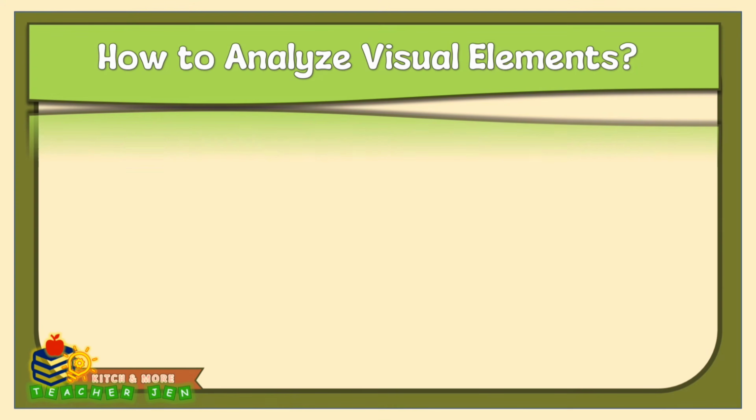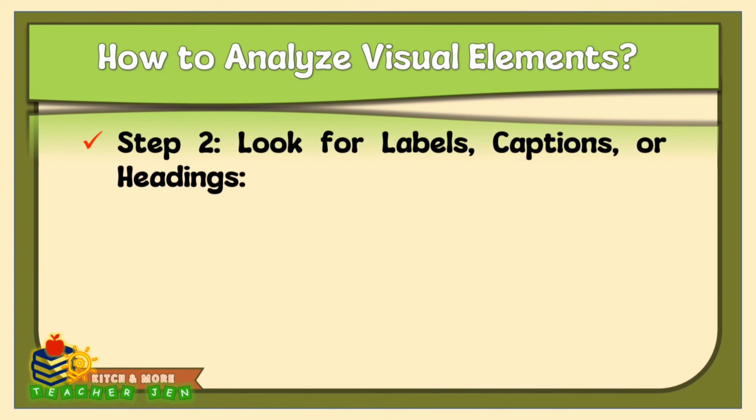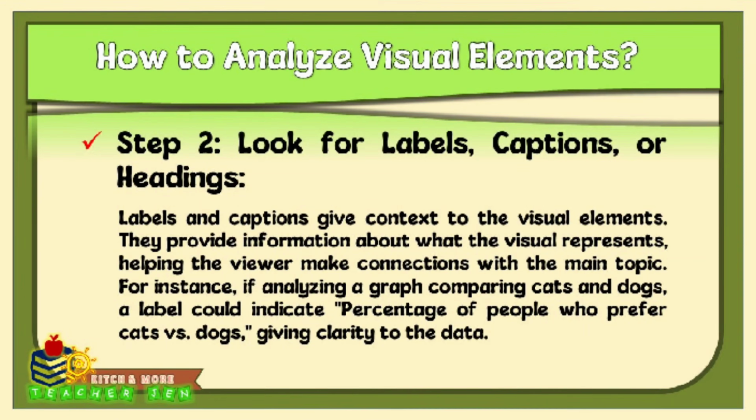Step 2. Look for labels, captions, or headings. Labels and captions give text to the visual elements. They provide information about what the visual represents, helping the viewer make connections with the main topic. For instance, if analyzing a graph comparing cats and dogs, a label could indicate the percentage of people who prefer cats versus dogs, giving clarity to the data.